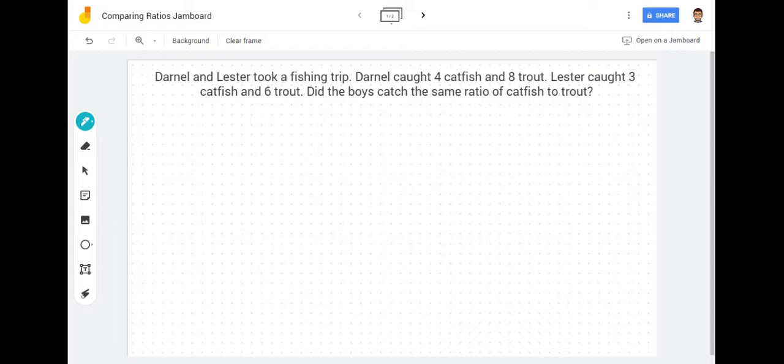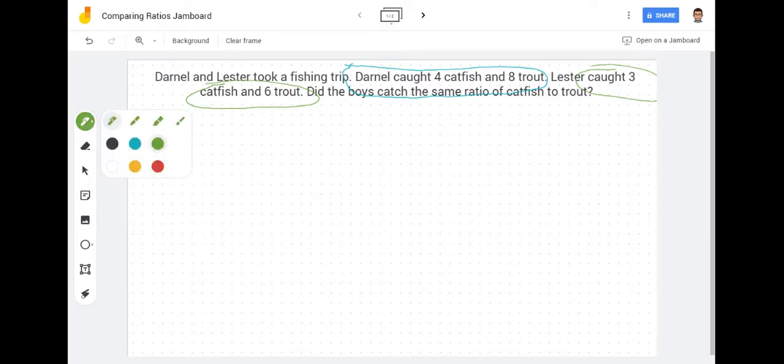Darnell and Lester took a fishing trip. Darnell caught 4 catfish and 8 trout. Lester caught 3 catfish and 6 trout. Did the boys catch the same ratio of catfish to trout? So the first thing I want to do is start circling some important information. I've got Darnell right here, and Darnell's got 4 catfish and 8 trout. And then I've got Lester. I kind of can't circle everything, but Lester's got 3 catfish and 6 trout.